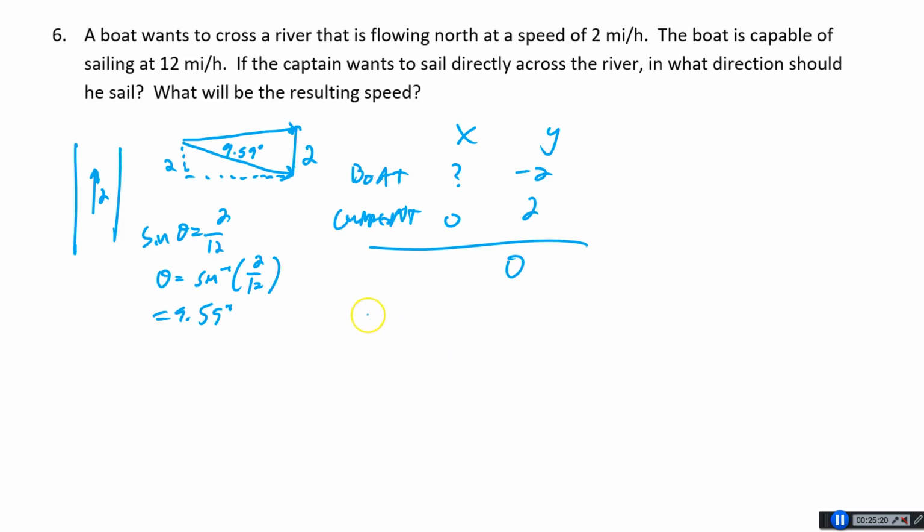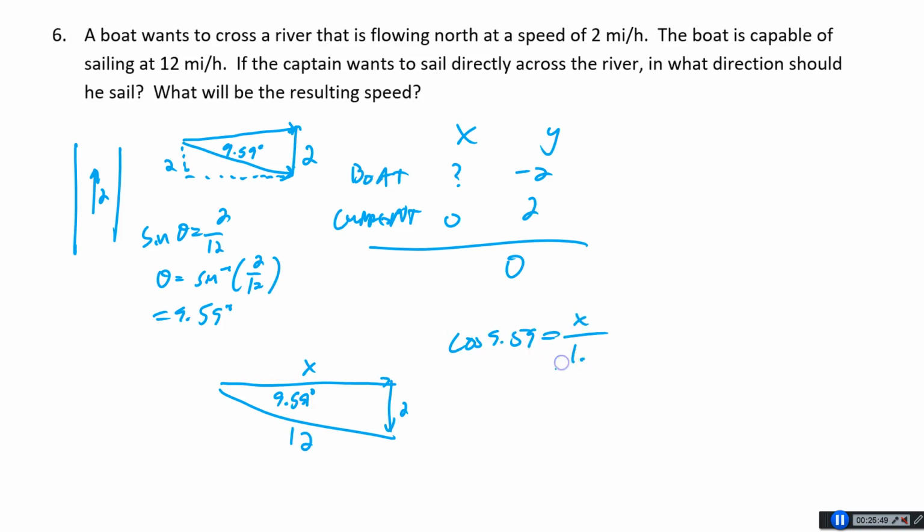So if we're going 9.59 degrees south of east, I can now kind of think about that triangle. Let me draw it again. This is 2, this is 12, and this is 9.59 degrees. Maybe I can use cosine, right? Cosine of 9.59 degrees, I want to know what this x is. Because that's going to tell me what the speed is that it's actually traveling. That's my resultant. So I'm going to do cosine 9.59 is equal to adjacent, which is x, over hypotenuse, which is 12, multiplied by 12. And that gives me 11.83 miles per hour.